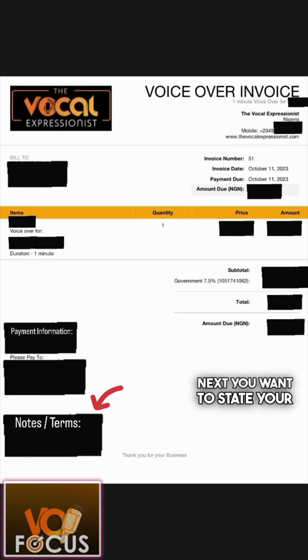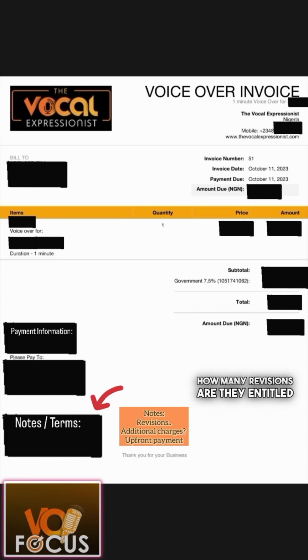Next, you want to state your notes and your terms. This is very, very important for every voice artist. State your terms, because some clients can be funny. They add additional text, make some changes, and then they expect you to read it all over and over again. Some clients can be funny. So to avoid back and forth, please state your terms.